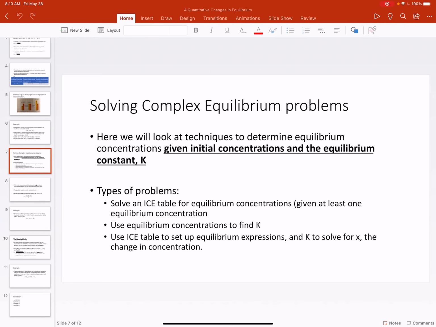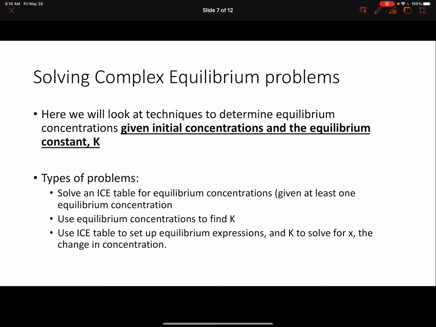Hi everybody, this is part B of the videos, and I just had them split up so we can focus on two different concepts here. So in part A, you focused on the reaction quotient Q, which is a ratio at any point in a reaction. Here we're going to focus on solving complex equilibrium problems.